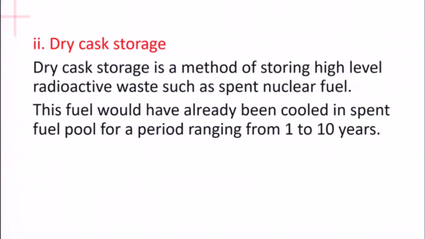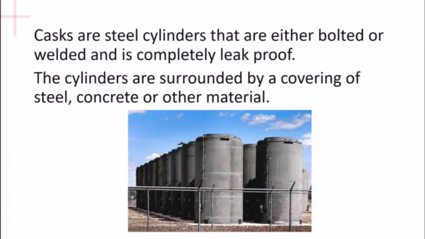Next, coming to dry cask storage. Dry cask storage is a method of storing high level radioactive waste such as spent nuclear fuel. This fuel would have already been cooled in a spent fuel pool for a period ranging from 1 to 10 years. Casks are steel cylinders that are either bolted or welded and are completely leak proof. The cylinders are covered by a covering of steel, concrete or other material to avoid the radiation effects from the nuclear waste.